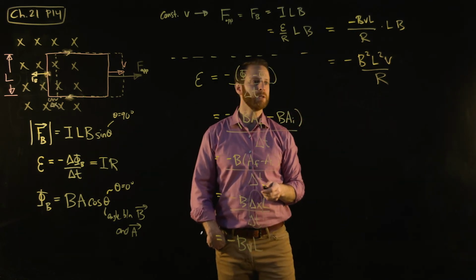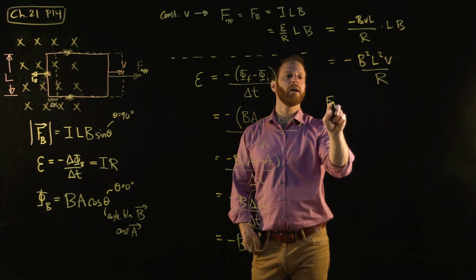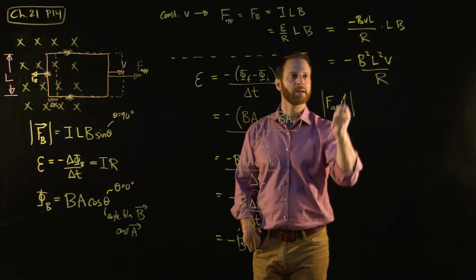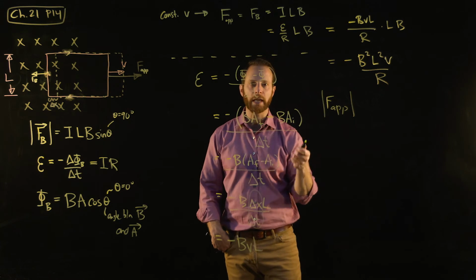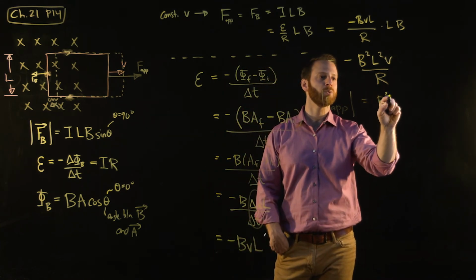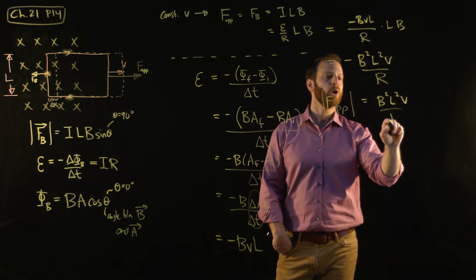And perhaps what we can do is at least just worry about the absolute value of this applied force. I suspect that this minus sign is probably just an indication of Newton's third law, but let's just worry about the magnitude. This is B squared L squared V over R.